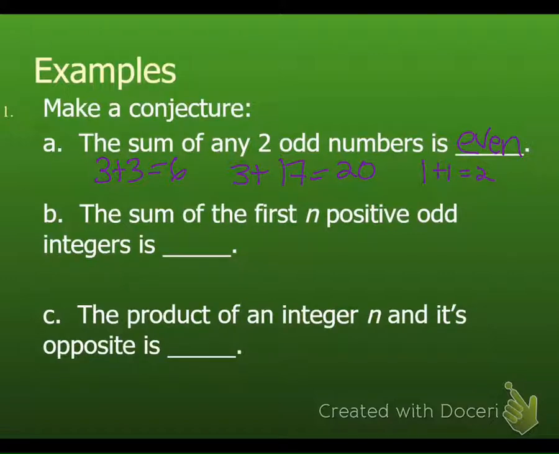I was going to give you that even. So we can see it with these examples. 3 plus 3 equals 6. 3 plus 17 equals 20, and 1 plus 1 equals 2. But you could have many examples. 5 plus 5 equals 10. Somebody in my last class did 117 plus 1.